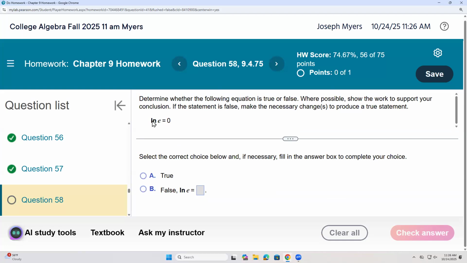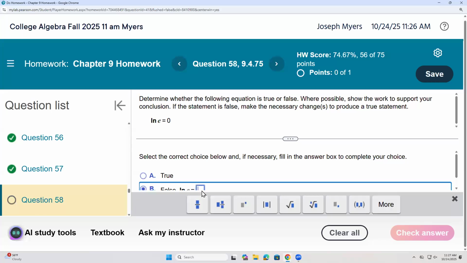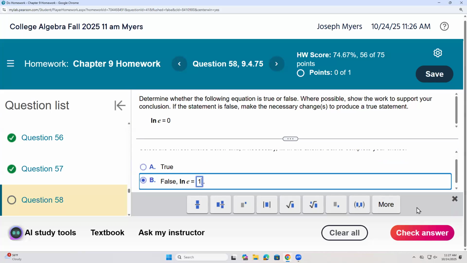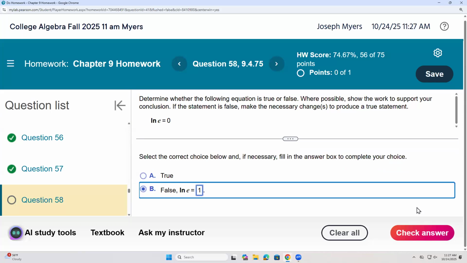So remember ln means log base e. What power of e do you need to create an e? A power of 1, right? So ln of e is actually equal to 1 because a power of 1 on base e creates an e. So the answer is false. It's actually equal to 1, not 0.